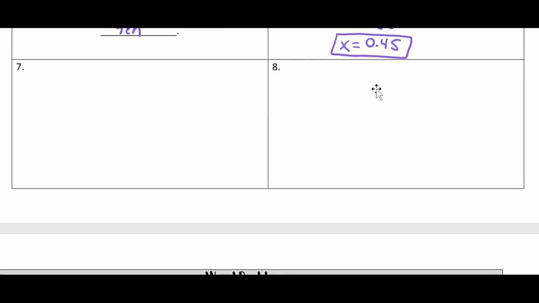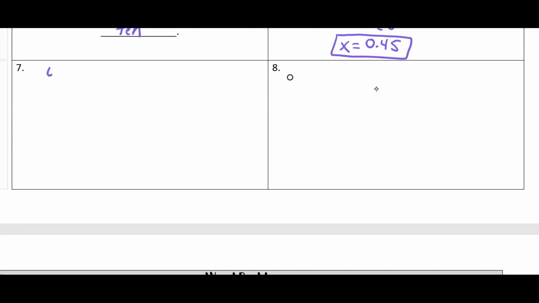So let's look at number 7. We're going to have 0.21x minus 3.7 equals 1.4. Now when we look here, this time we have a hundredths, 21 hundredths, 3.7, those are 7 tenths, and then 1 and 4 tenths.